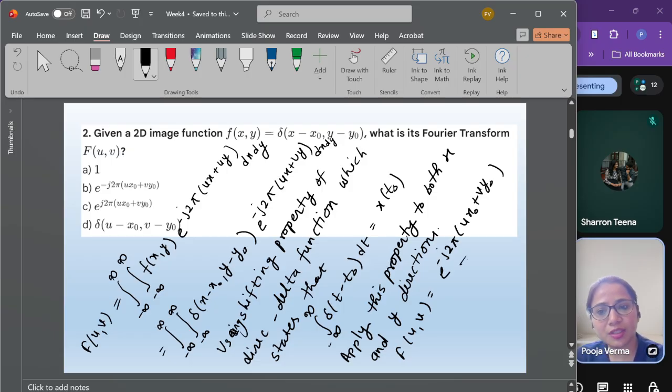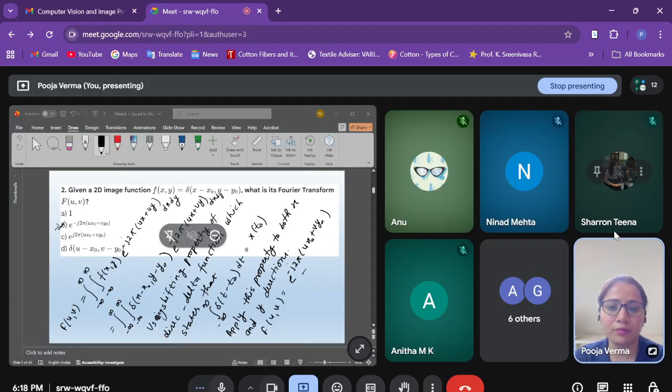So which option is the correct one? Option B, right? E to the power minus j 2 pi (u x naught plus v y naught). Is it fine, all of you? Any doubt, any problem? Can we move to our next question? Is it fine?